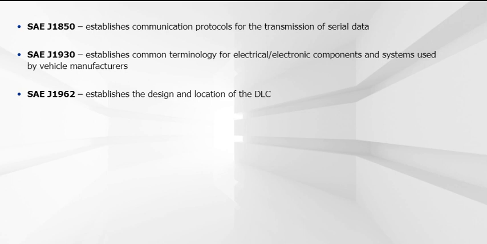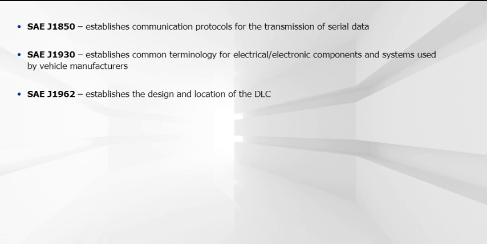SAE Document J1962, titled Diagnostic Connector. Subject, Design and Location Uniformity. The standard establishes the design and location of the data link connector, or DLC. The connector must have a common 16-cavity configuration, including 7 that are defined by the SAE, common to all vehicles, and 9 cavities reserved for the discretionary use of the vehicle manufacturer. In addition, the DLC must be located close to the instrument panel within an area extending from the driver's door to 12 inches or 300 millimeters beyond the vehicle center line.